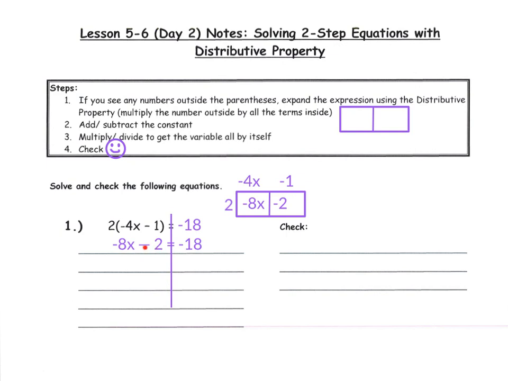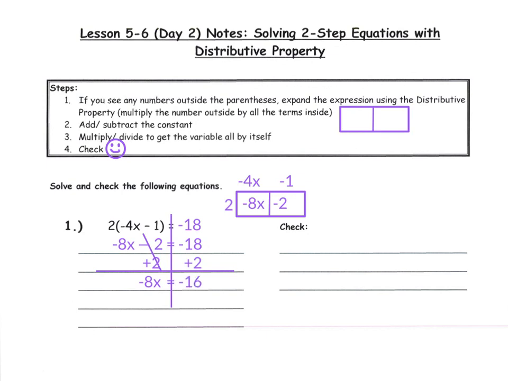So instead of having this minus 2, I'm going to add 2 to both sides. When I do that, the negative 2 plus 2 is 0, so those technically cancel. And then I'm left on the left side with a negative 8x. On the right side, I have negative 18 plus 2, which is a negative 16.